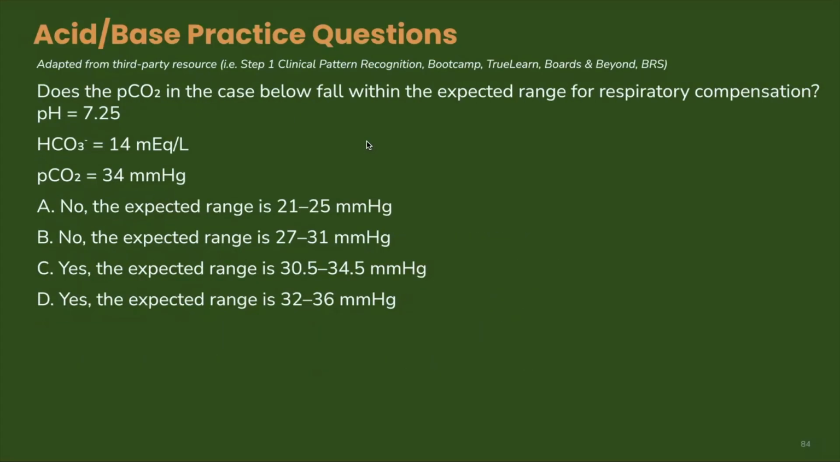So let's take a look at this. Our bicarb level is 14, right? So I'm going to do 14, multiply that by 1.5, and that's going to give me 21. And then I'm going to add 8 to that, and that's 29.